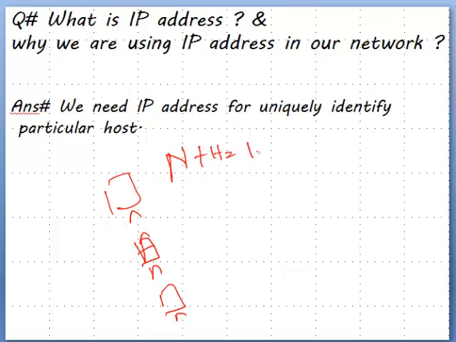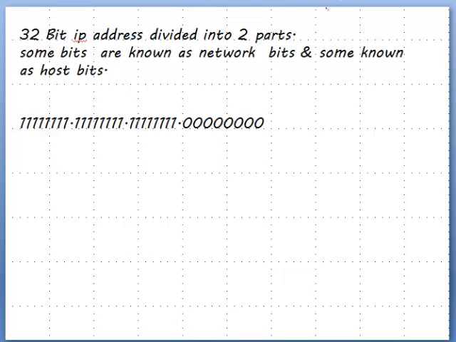Now let's discuss network bits and host bits. We have a total of 32 bits in our IP address. Some bits are assigned to the network and some are assigned to the host.